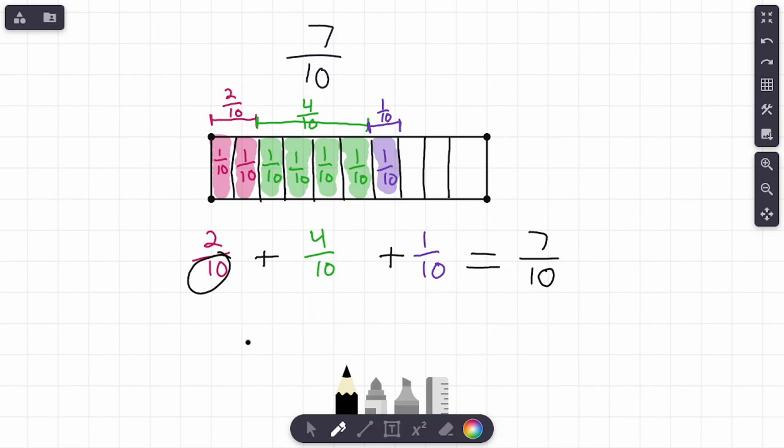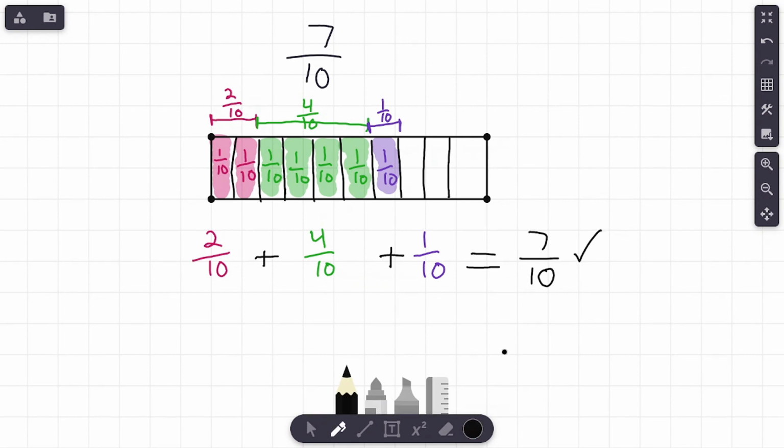So our denominators are all the same number, so that means we can add our numerators. Okay, so 2 plus 4 is 6. 6 plus 1 is 7. We do not add the denominators. 2/10 plus 4/10 plus 1/10 gives you 7/10. All right, there's an answer.